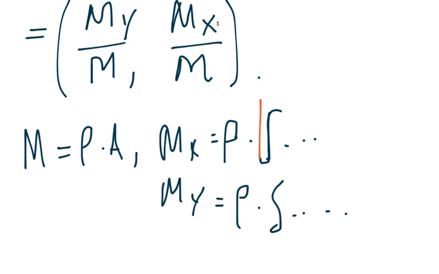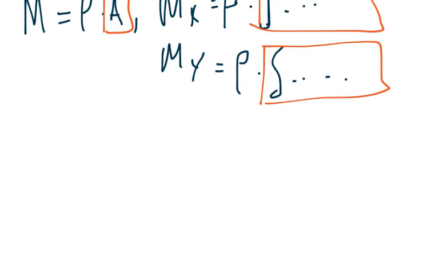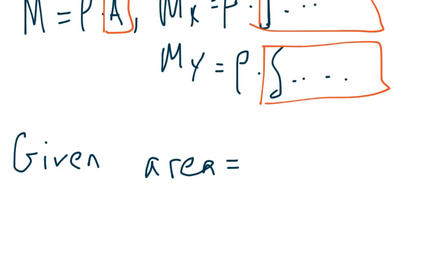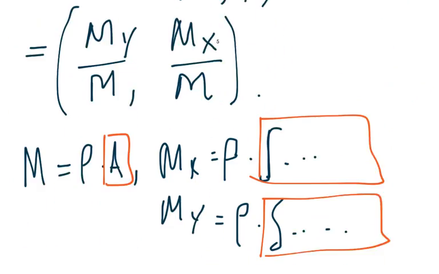You saw it canceled out in the last problem. All we need is these integrals and this area, but we're given the area. We're given that the area is equal to, what is it, 3 pi? 3 pi.